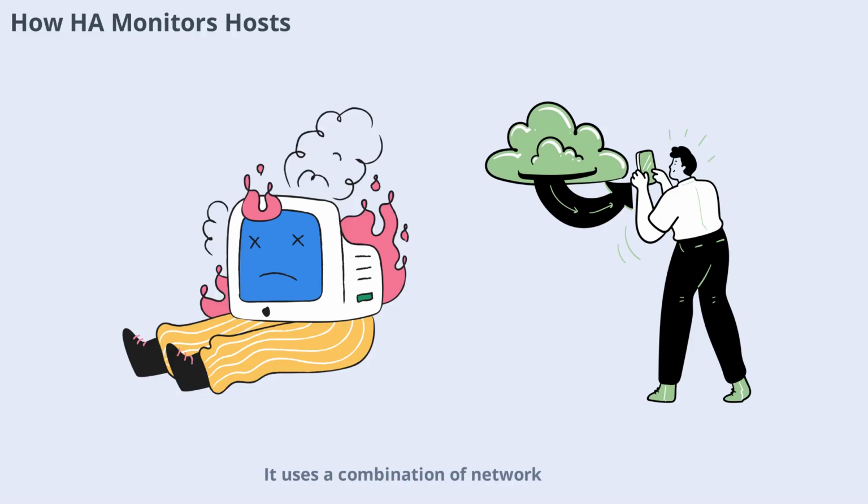VMware HA keeps a vigilant eye on every ESXi host in your cluster. It uses a combination of network and data store heartbeats to monitor host health. If a host stops responding, HA springs into action, initiating a failover process to restart affected virtual machines on surviving hosts. But this process only works if there are enough resources available. That's where admission control steps in, ensuring that failover is always possible by maintaining reserved capacity. This proactive monitoring and resource management are what make VMware HA so effective.